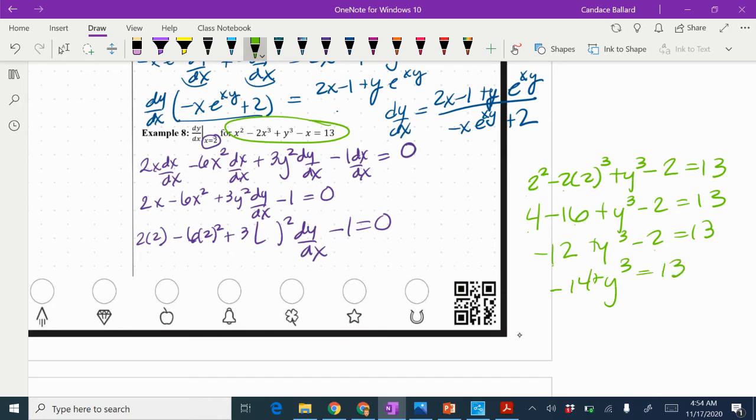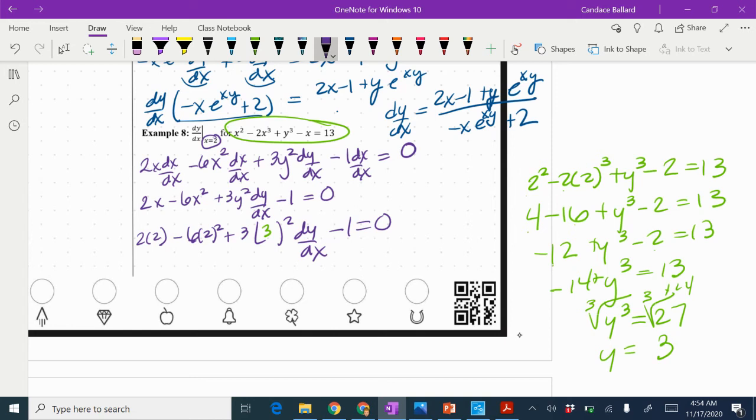And then I'm going to add that 14 to the other side. So you get y cubed equals 27. I'm going to take the cube root of both sides, and the cube root of 27 happens to be 3. So that turned out nicer than we thought. So I'm going to plug a 3 in for that y. All right. Now let's finish our arithmetic over here.